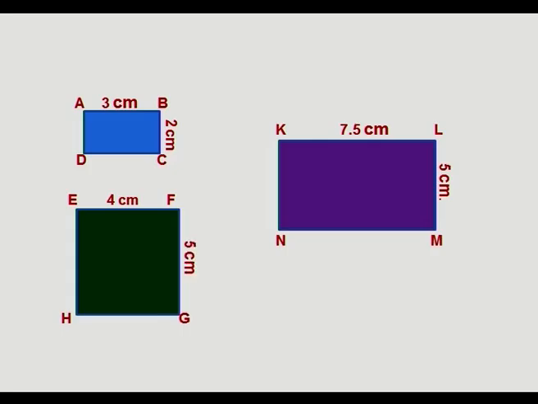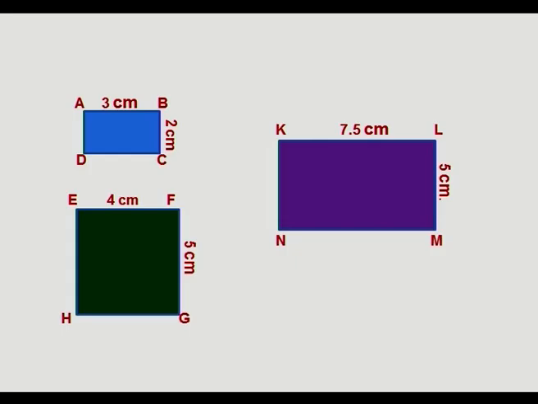Now, observe the rectangles on the screen, children. You have three rectangles. You have rectangle ABCD, where AB is 3 centimeters and BC is 2 centimeters. You have the bigger rectangle, length of it is 7.5 centimeters and the breadth LM is 5 centimeters. You can observe the third rectangle, EF is 4 centimeters and FG is given as 5 centimeters.